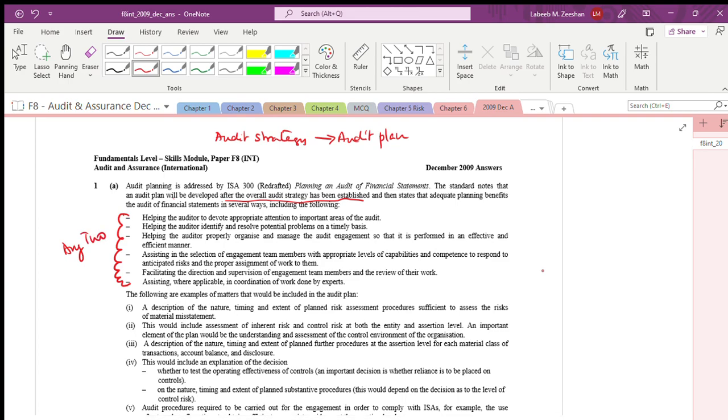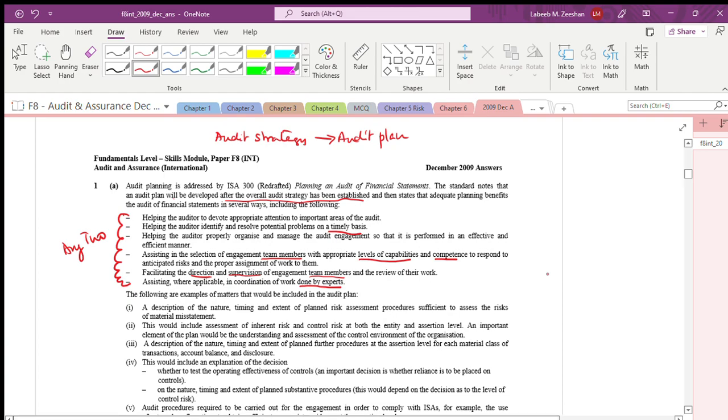It helps the auditor to devote appropriate attention to important areas. You select. You should be very flexible. It helps the auditor identify and resolve problems on a timely basis. It helps in the selection of engagement team members with appropriate levels of capabilities and competence. You have to manage the time also. You have to facilitate direction and supervision of the team members. Whenever we need the assistance of experts, we have to get the experts. That is the planning.